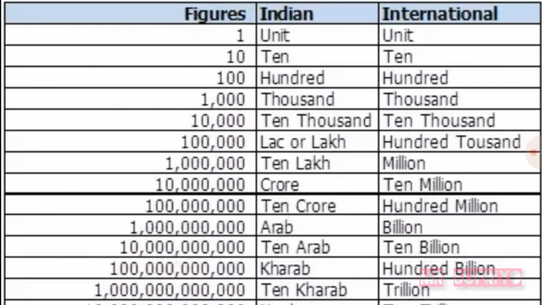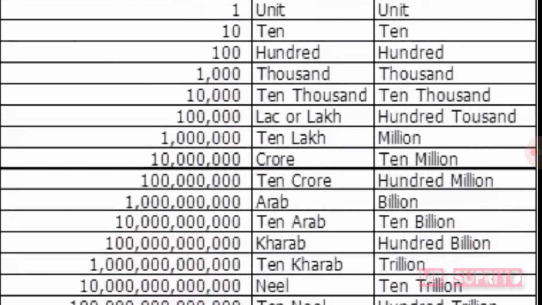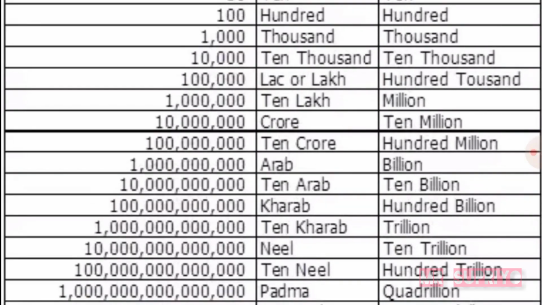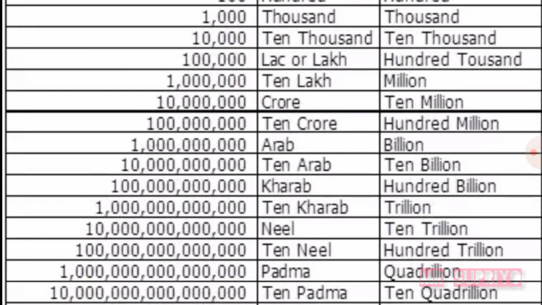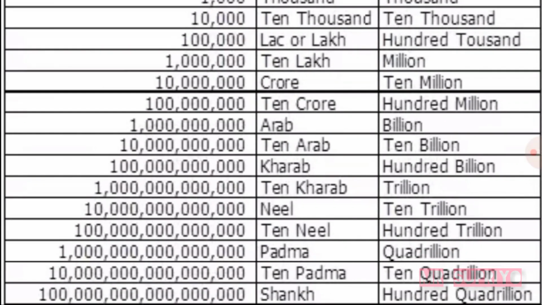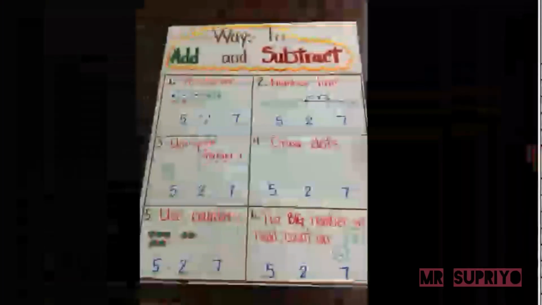10 crore is equal to 100 million, 1 Arab is equal to 1 billion, 10 Arab is equal to 10 billion, 1 Kharab is equal to 100 billion, 10 Kharab is equal to 1 trillion, 1 Neel is equal to 10 trillion, 10 Neel is equal to 100 trillion, 1 Padma is equal to 1 quadrillion, and 10 Padma is equal to 10 quadrillion. 1 Shankh is equal to 100 quadrillion. That's all.